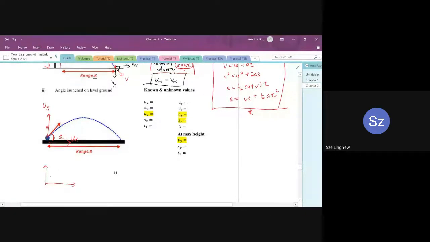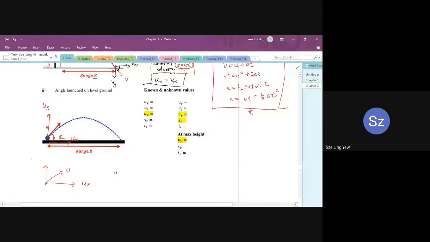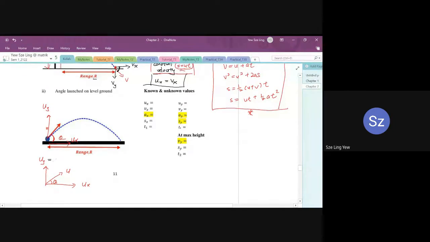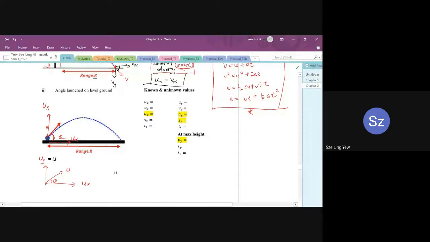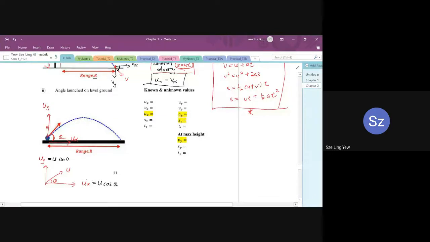So now you have a case that looks like this. This is something that we have seen previously. This is your U, this is your Ux, this is your Uy, this is the angle. So what can we say about Ux and Uy? By using trigonometric functions, because the angle is located beside the X component, we use Uy equals U sine theta, and then Ux equals U cos theta. This is the thing that we learned in chapter 1.